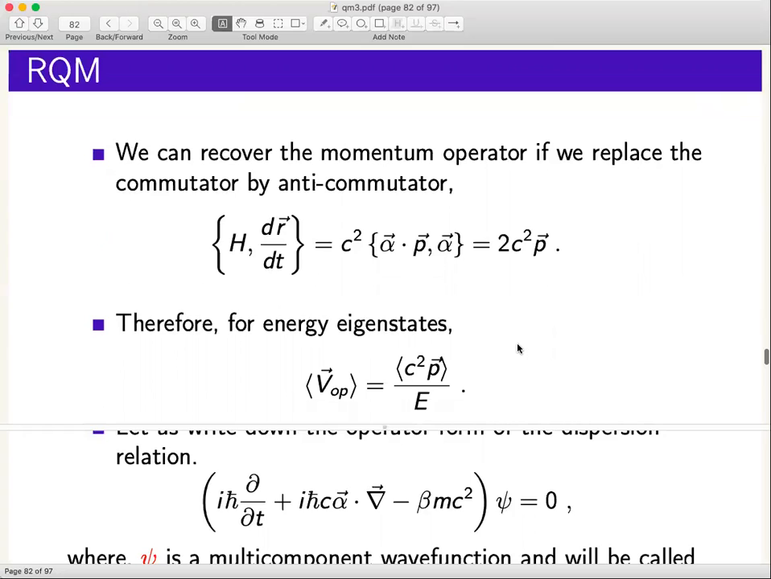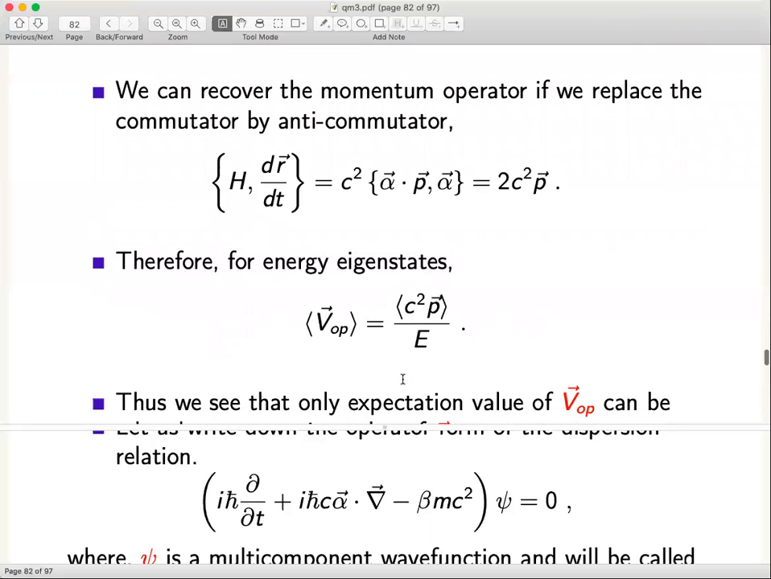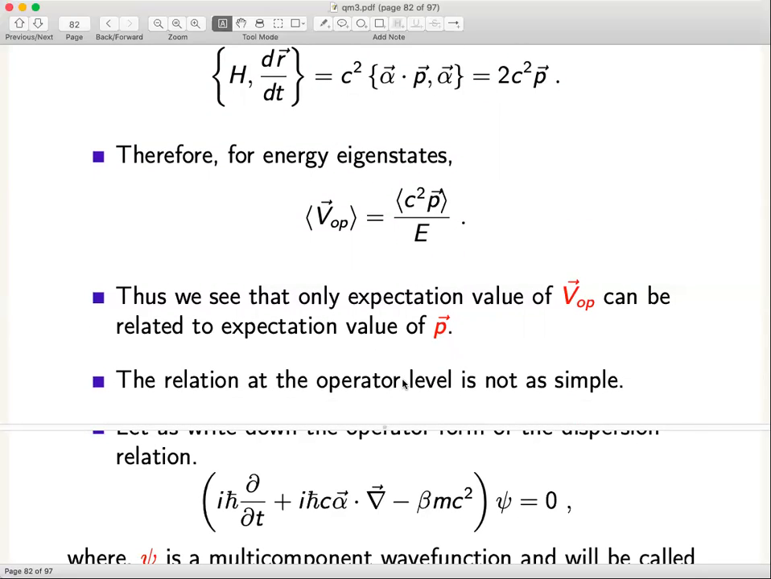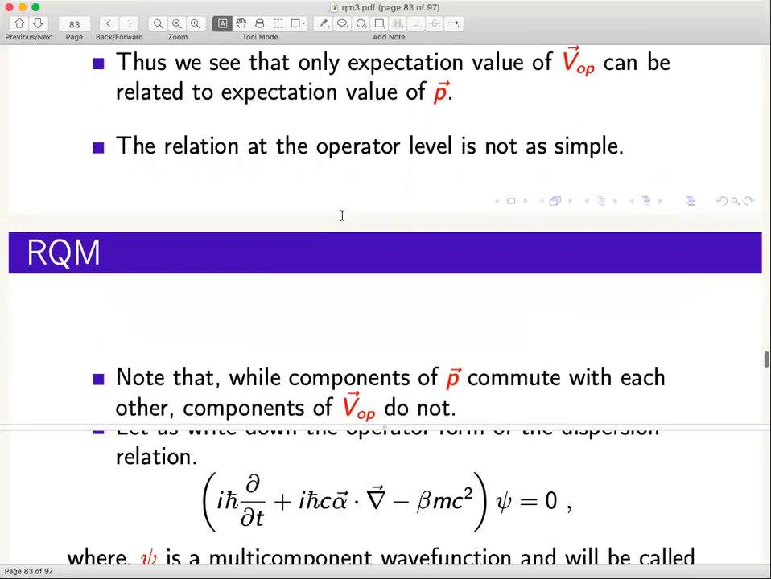So you could ask a question: suppose I have energy eigenstates, and I want to compute the expectation value of the velocity operator, then what is it that you would get? What you get in that case is a quantity like this, which is the expectation value of pc squared upon E. So it is only in the expectation value sense, in the semi-classical sense, that you would relate a velocity operator with the momentum operator, but the relation at the operator level is not so simple.